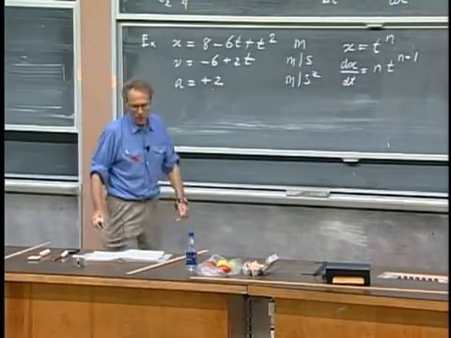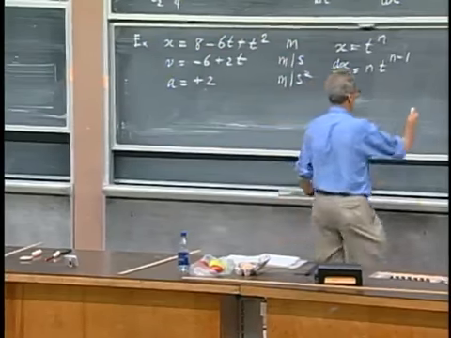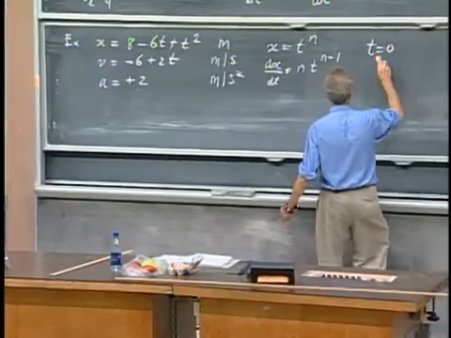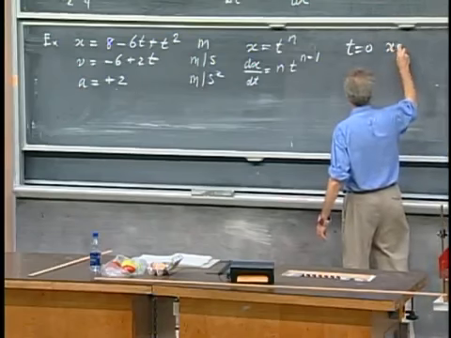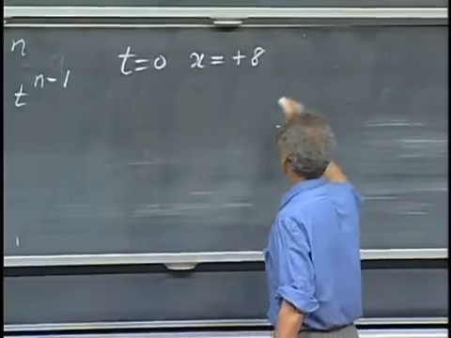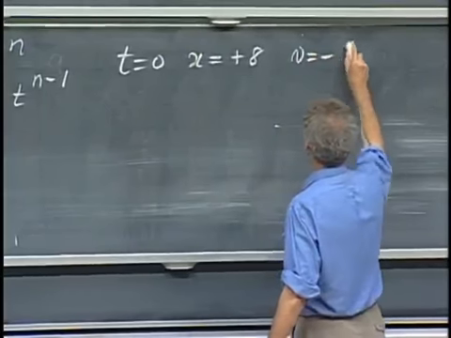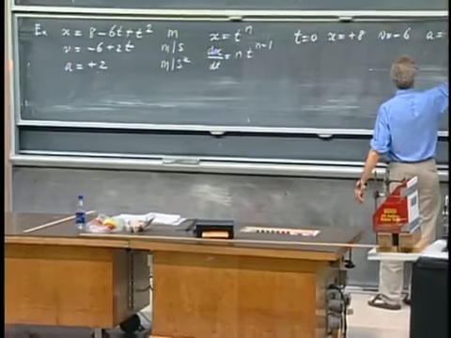Well, at time t equals 0, I'll start to probe a little bit. I want to get a feeling for what this object is doing. At time t equals 0, x is plus 8. The velocity is minus 6 meters per second, and the acceleration equals plus 2.